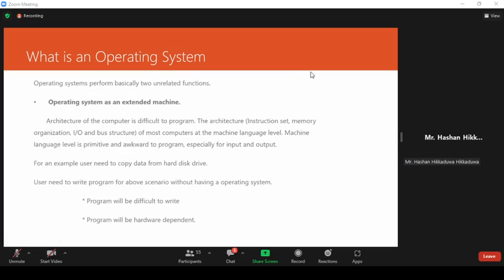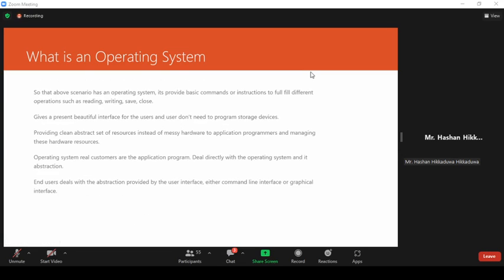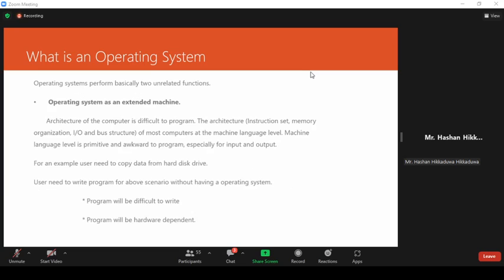So in this scenario, the operating system provides basic commands or instructions to fulfill different operations such as reading, writing, save, close. It gives a beautiful interface for the users, and users don't need to program storage devices, right? So the operating system acts as an extended machine.